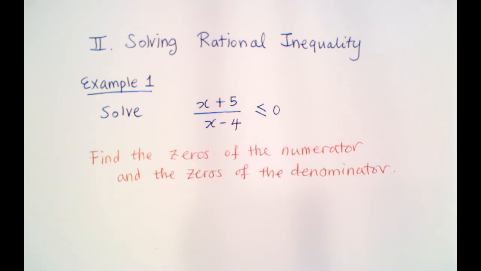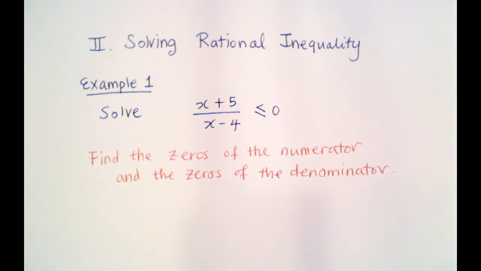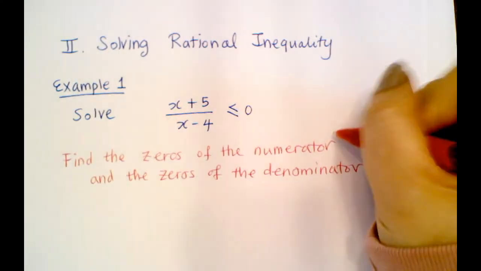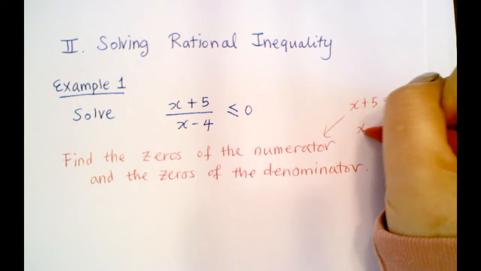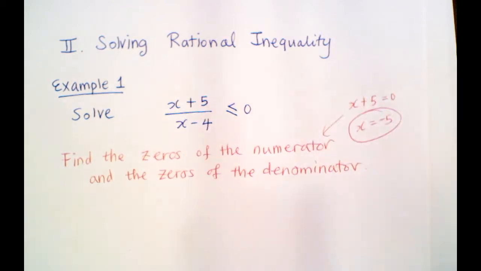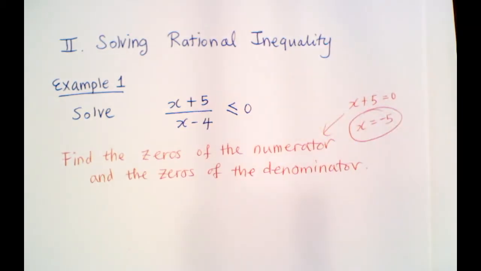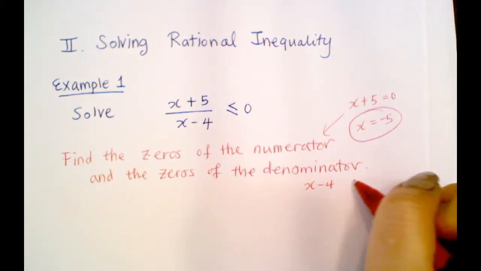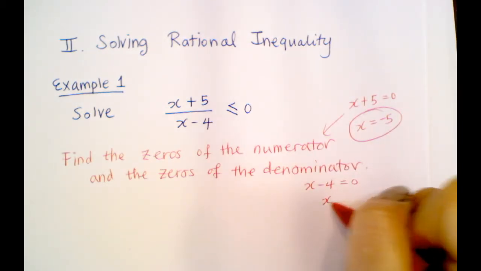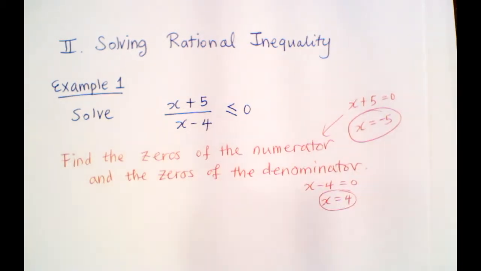So let's first find the zero of the numerator. Now look at the numerator. The numerator is x plus 5, right? Set that equal to 0. What's the first zero? x equals negative 5. So circle that. The denominator is what? x minus 4, right? Set that equal to 0, and you're going to get x equals 4.